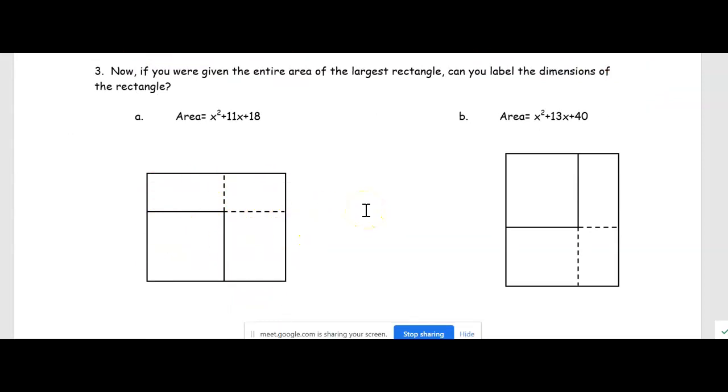All right, so it says if you're given the entire area of the largest rectangle, can you label the dimensions of the rectangles themselves? So there's really a couple different ways. We could try and figure out what goes inside of here and then use what goes inside of here to figure out our dimensions. You could go right to figuring out what the dimensions are. So if you remember, we called this A, this was B, and this C, D. That's not important right now what the variables are, but those are what we're trying to find. What are each of those lengths there?